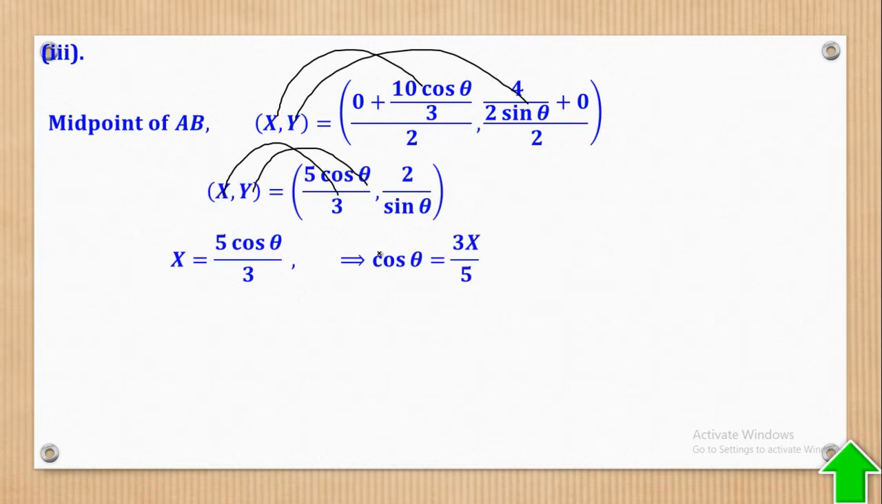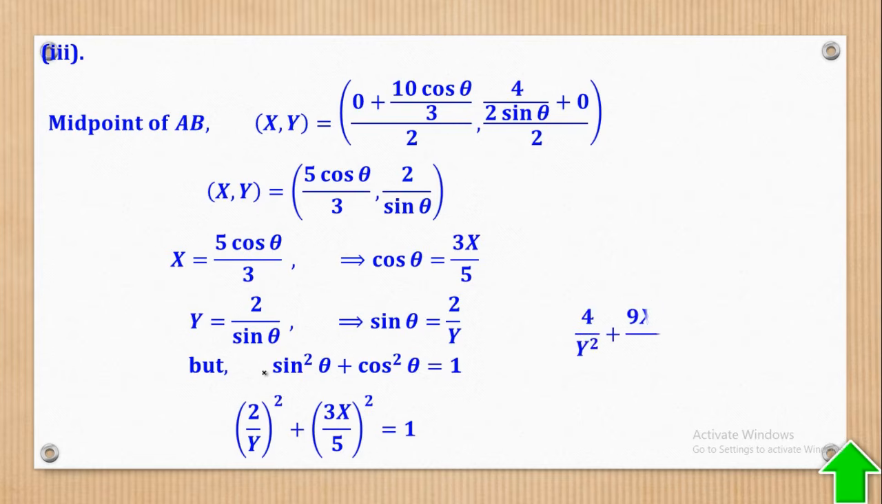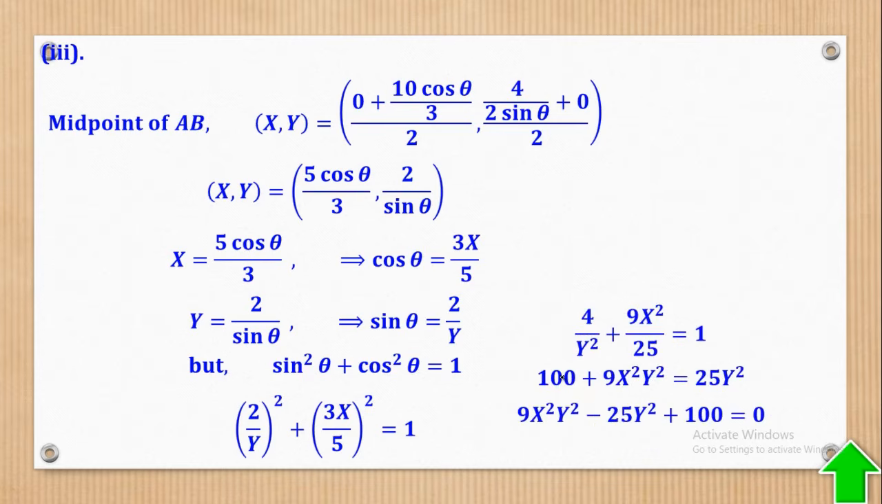But remember, I have to eliminate theta, so from this step I have to make cos theta the subject, and also from this I have to make sin theta the subject. Then from there I'll use the identity, substitute into that identity, expand, cross multiply or multiply by the LCM to come up with that. You can choose to rearrange or you stop there, and that will be the equation of the locus of the midpoint.